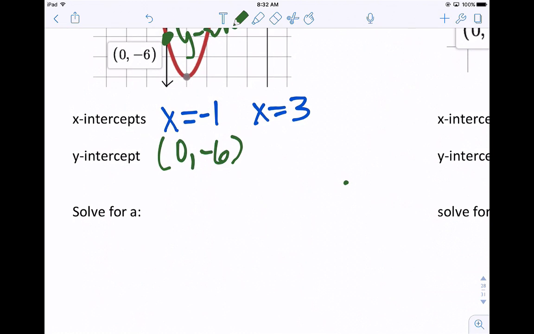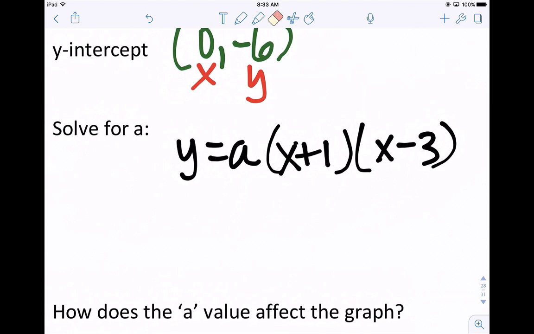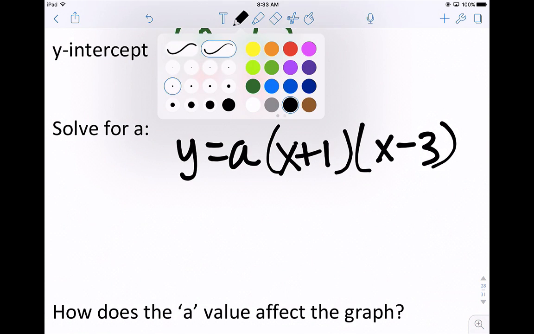Okay, let's plug into factored form and solve. Remember, this is x and this is y. Okay, so here's what it looks like. Y equals a. We're going to do the opposite of the zeros to get our factors. So x plus 1, x minus 3. Okay, so we're almost done. We just need that a value. And to do that, we're going to plug in x and y and solve for a.